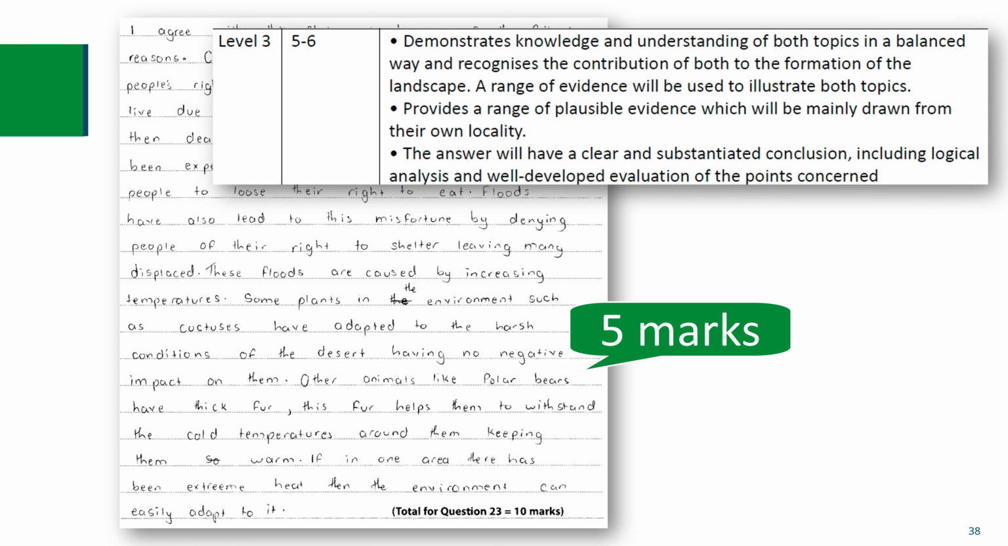There is the levels. Knowledge and understanding of both topics in a balanced way, a range of evidence used, plausible evidence, but the last bullet point is not well supported. Some people might say you should keep that in level 2 as a result, but the counter-argument would be that if 2 of the bullet points have been done extremely well, then in the spirit of marking positively, we would place it at the bottom of the top band.